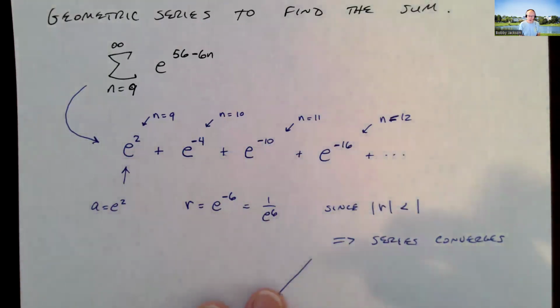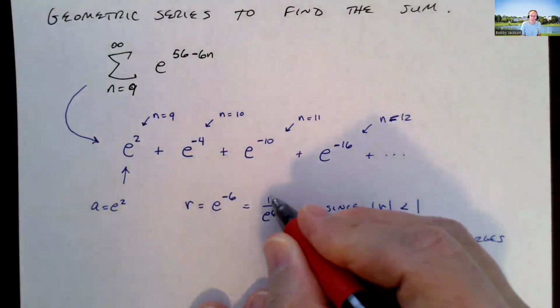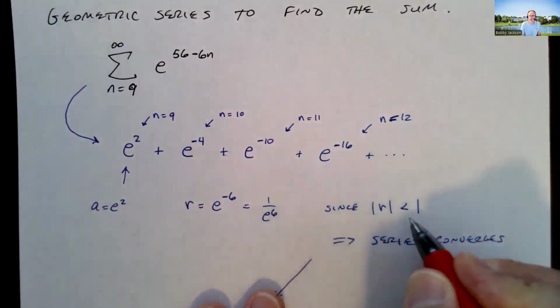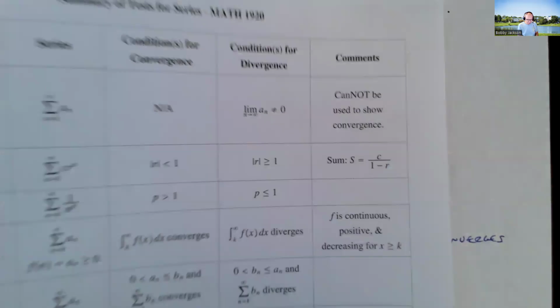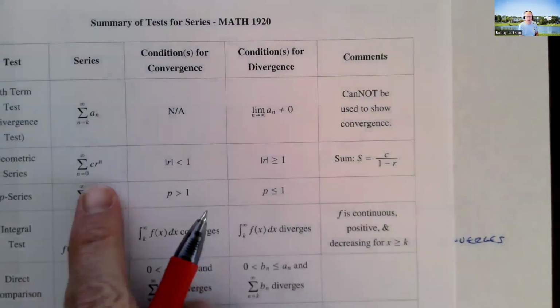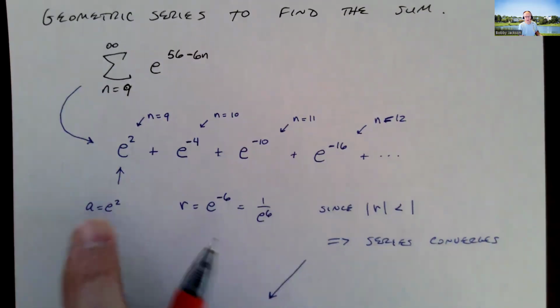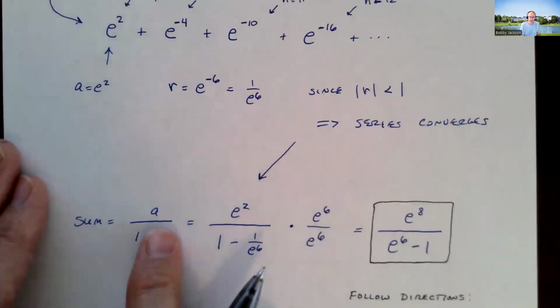Right? And clearly this is less than 1, right? e to the 6 is a humongous number. 1 divided by that is going to be something less than 1. So the absolute value of r is less than 1, and we know the series converges. So now I can use that sum formula. In my sheet, I've got c for the first term instead of what I'm calling a, the first term here. Same idea though. So a or c over 1 minus r.